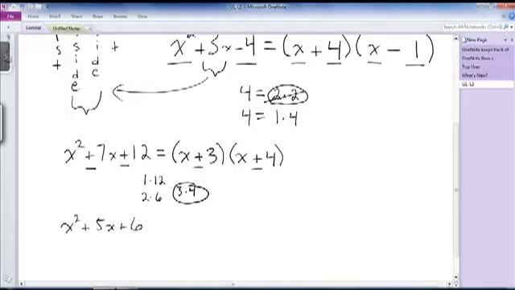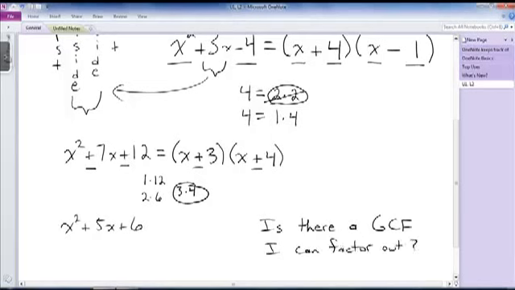Now, one thing I haven't mentioned yet, and I really should have mentioned by now, is: is there a GCF I can factor out? If there is a greatest common factor between the three terms, you want to pull that out first. You need to pull that out first. Because if you don't, you're going to get some huge answers. It's going to be really tough to work with. You need to pull out that GCF first.